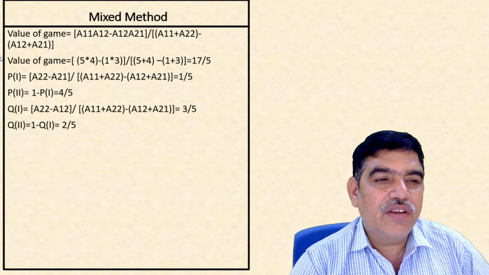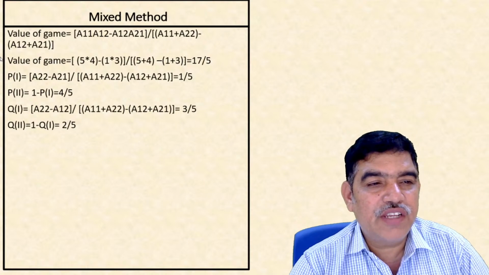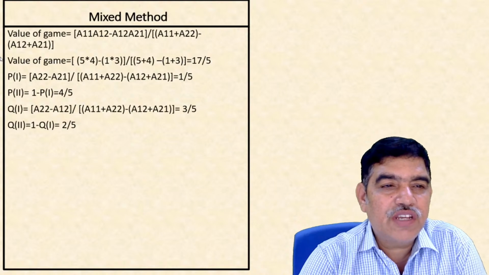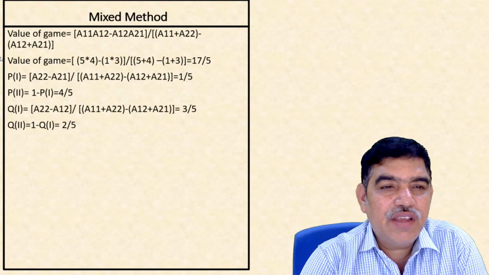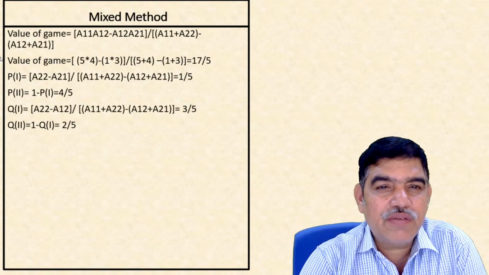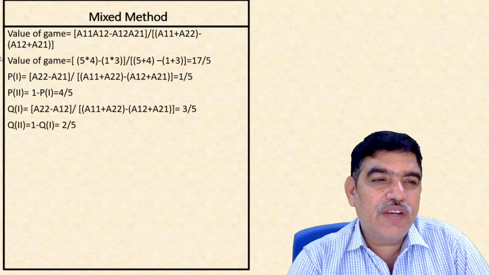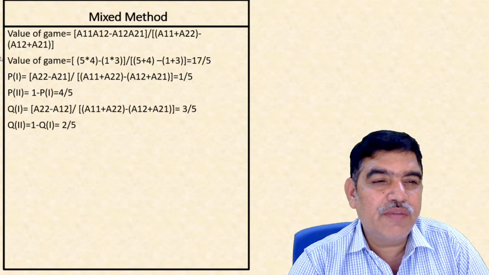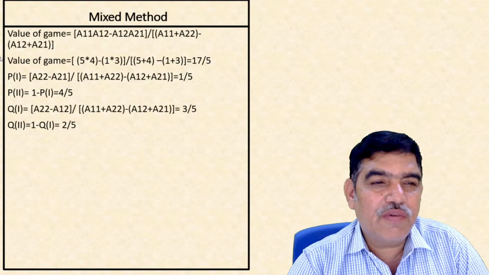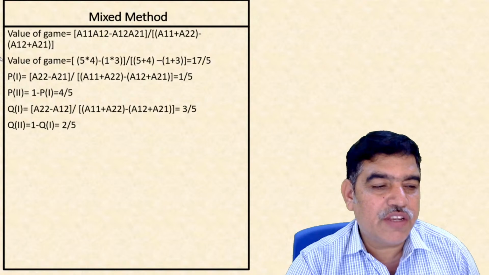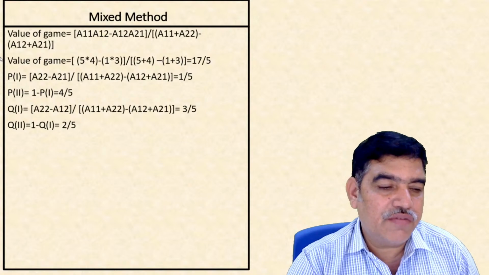Similarly, we can calculate the probability for strategy 1 of player A by using the formula A22 minus A21 divided by A11 plus A22 minus A12 plus A21. That becomes 1 by 5. And the probability for strategy 2 of player A is automatic, because the two probabilities add up to 1. If you get the probability of one strategy, then you automatically get the other, that is 1 minus P1, that is 4 by 5.